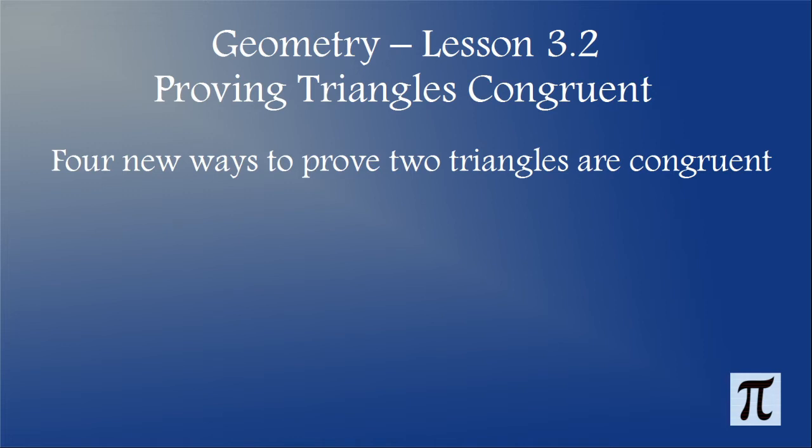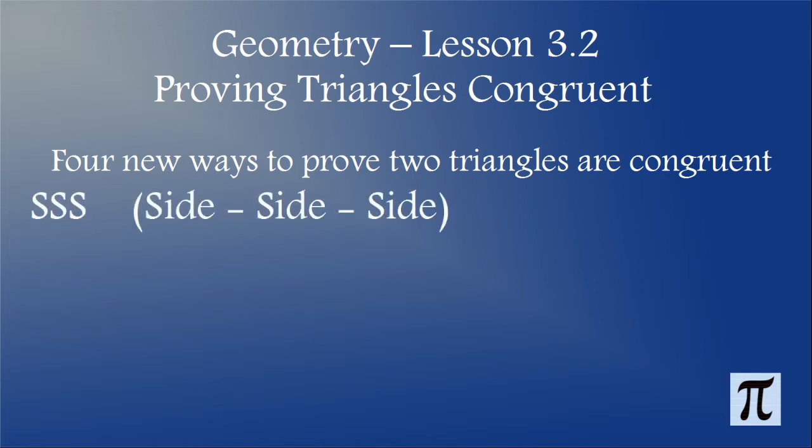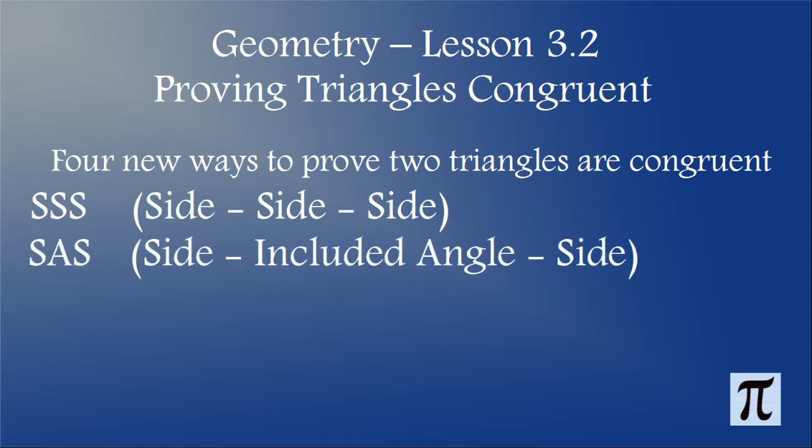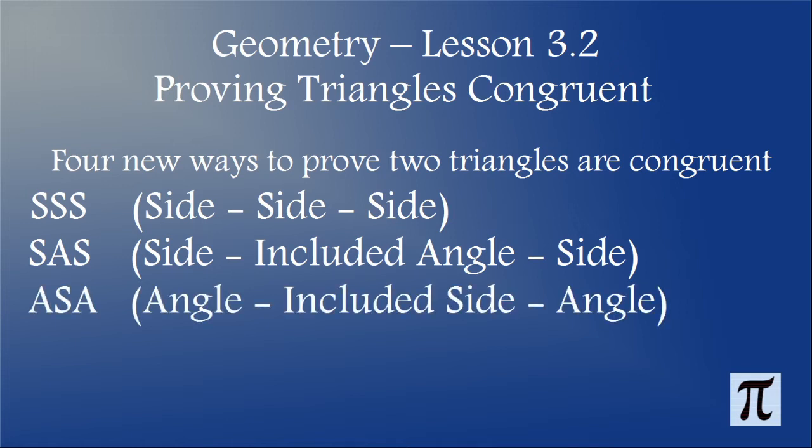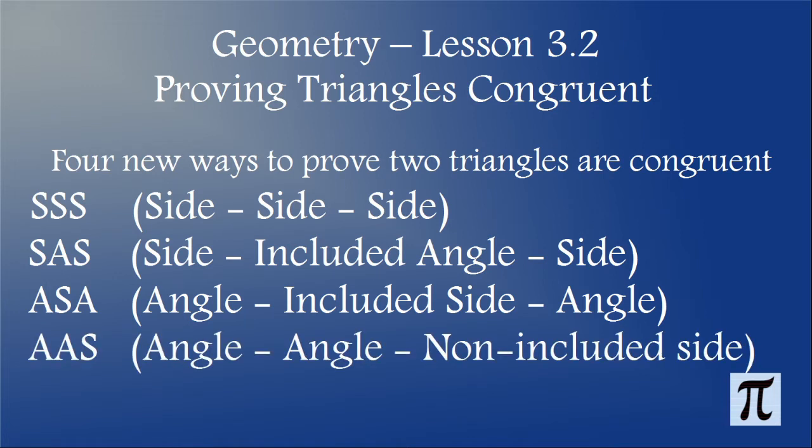So we have found four new ways to prove that two triangles are congruent. SSS for side, side, side. SAS for side, included angle, side. ASA, angle, included side, angle. And AAS, angle, angle, non-included side.